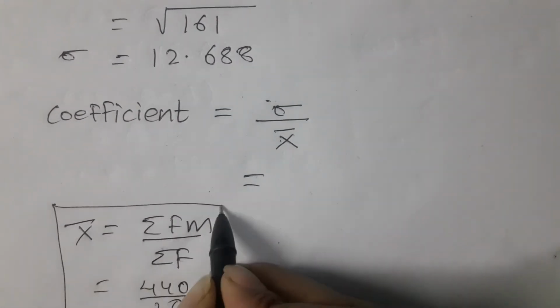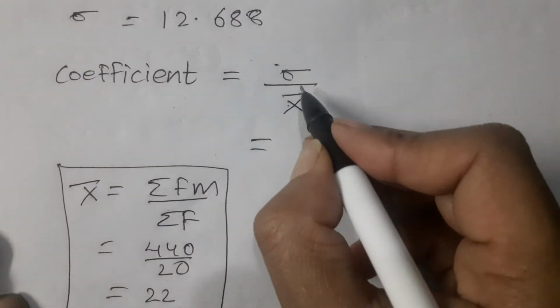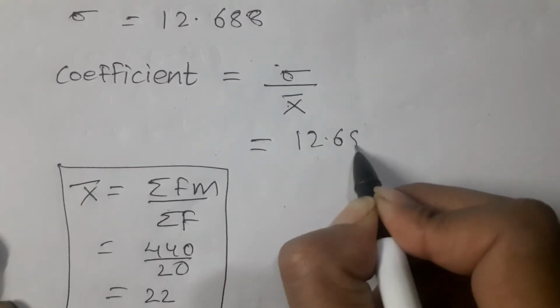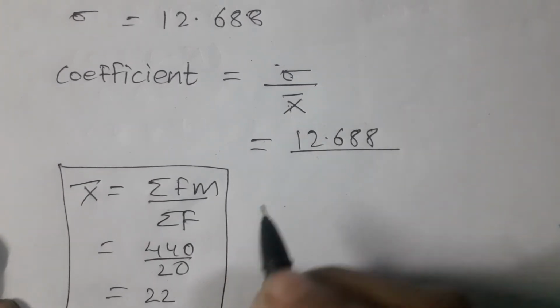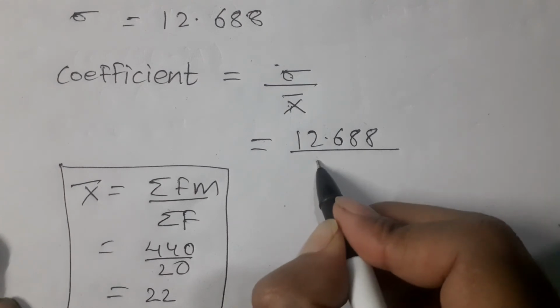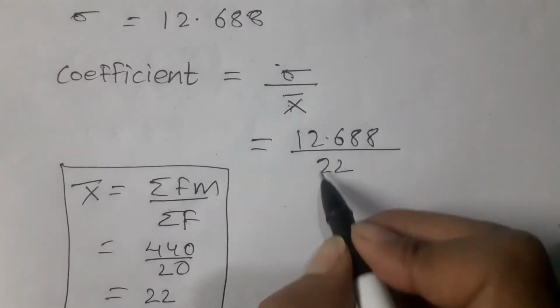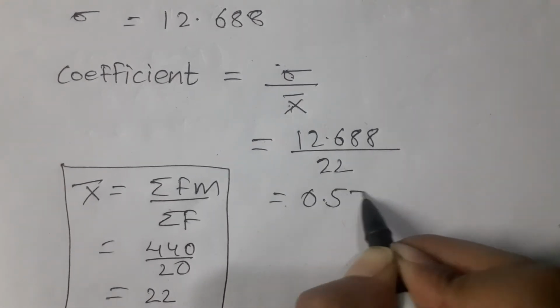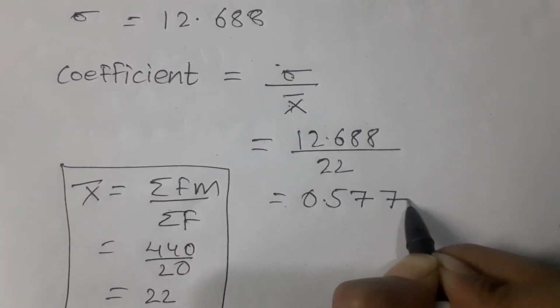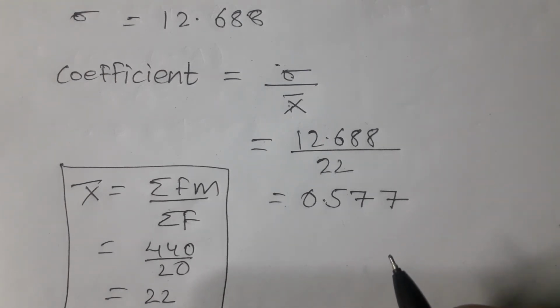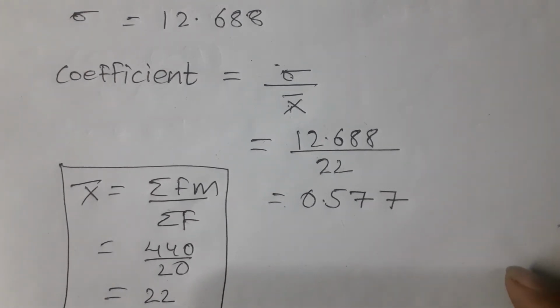So in this formula we can simply apply. This is my rough side, sorry for this. Standard deviation was 12.688, and mean is 22, and just divide this and get your answer. 12.688 divided by 22 becomes 0.577. All right, dear friends, this was the process of how we calculate the standard deviation and coefficient of standard deviation.